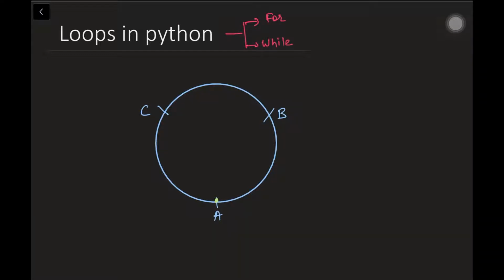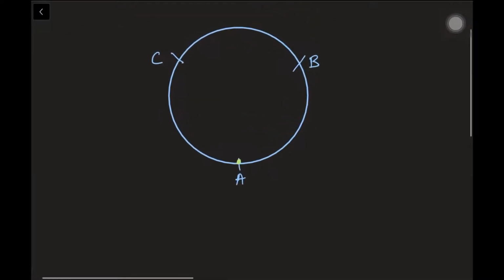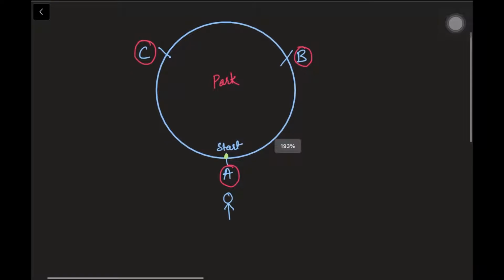Let us understand loops using a diagram. Now, imagine that you are standing near a park. So, there are 3 points in the park: point A, point B, and point C. Now, you are standing near the point A, which is also the starting point. Now you need to walk around this park 2 times. And whenever you meet any instruction, you have to do whatever the instruction says.